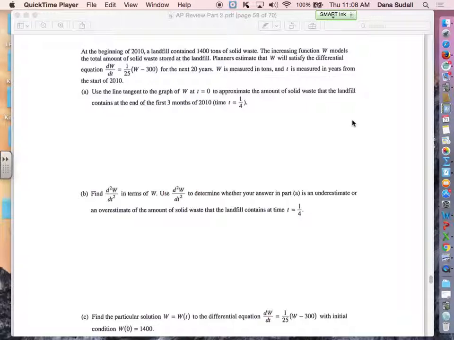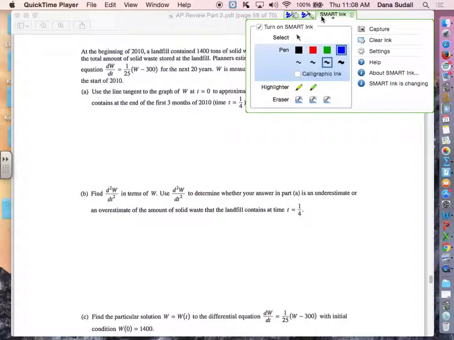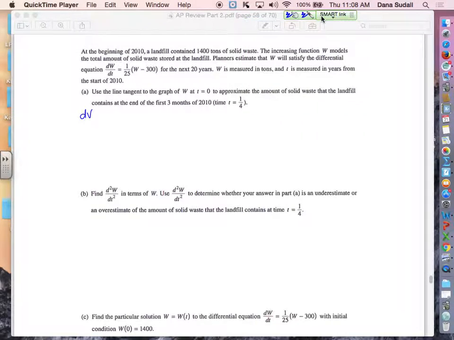So they want us to use the tangent line to the graph W at T equals 0 to approximate the amount of solid waste in the landfill for the end of the first 3 months. And they gave you the hint that you're measuring time in years, so 3 months would be 1/4 of a year. So in the equation of tangent line, I'm going to need a slope. And for a slope, I need the derivative. So they gave me the derivative. And I'm going to evaluate that when T is equal to 1/4. Now, the difference with this one is you don't have a T in your derivative equation there.